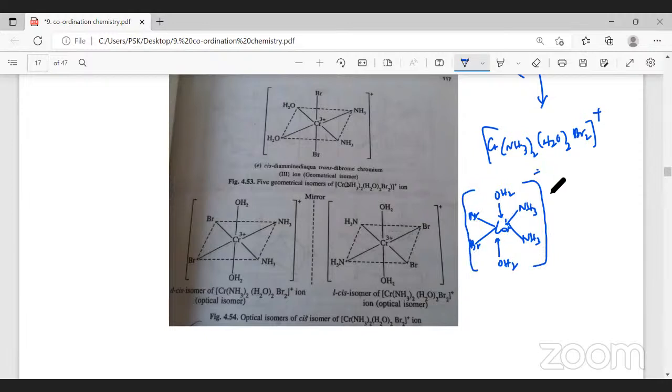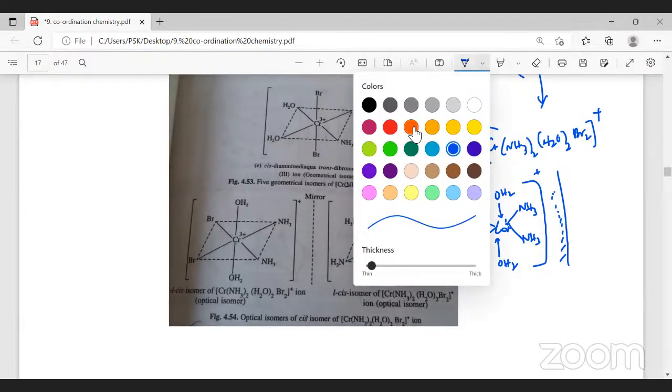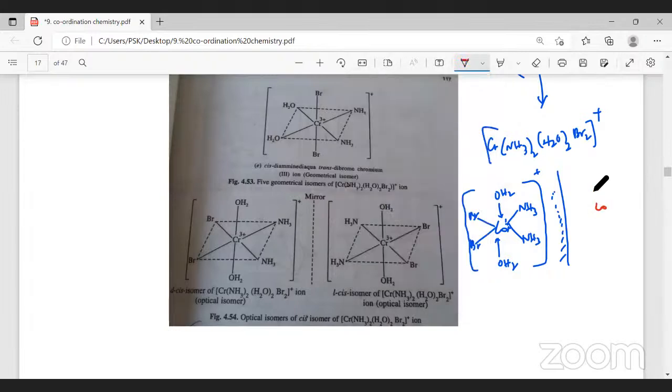Now we'll place a mirror here. What will be the mirror image of this? Let's see. The mirror image will be cobalt, with an octahedral structure. Ammonia will be close to the mirror, NH3, NH3. Water is here, OH2. Bromine will be away like this. This is again 2 plus.